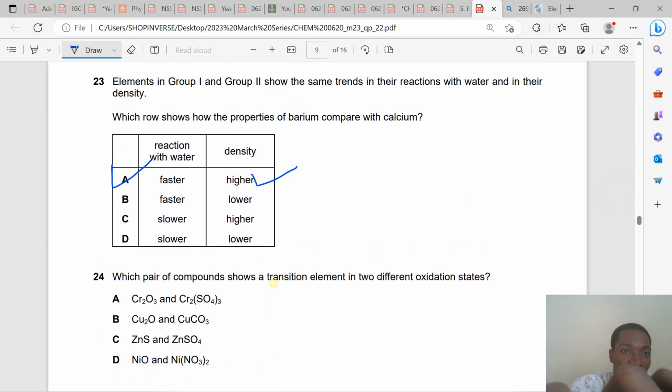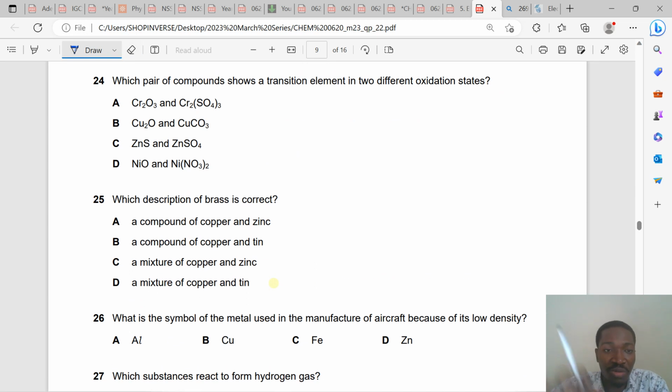So option B is the correct answer to question 23. We go straight to question 24. Which pair of compounds shows a transition element in an oxidation state? What's the oxidation state of chromium here?